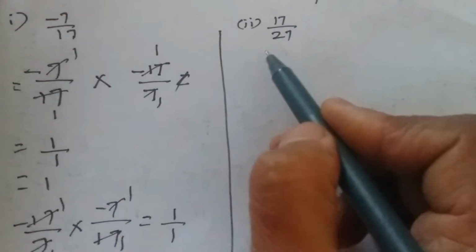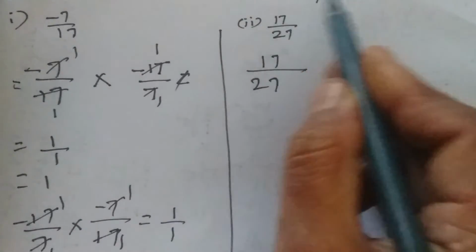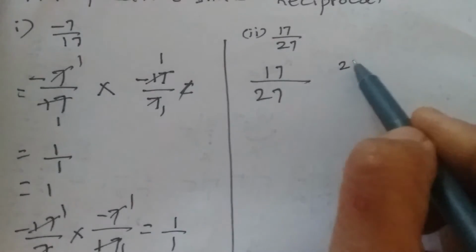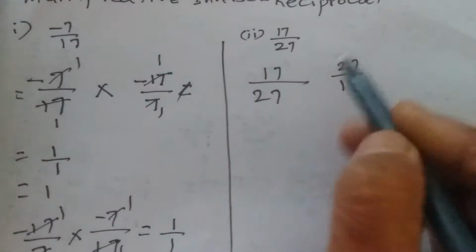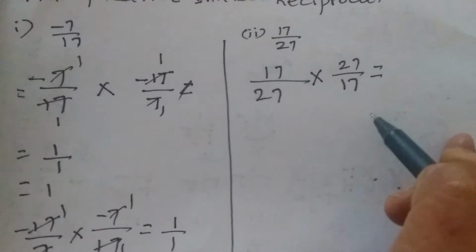Let us check for the second number. What is it? 17 by 27. What is its reciprocal? Reciprocal means its multiplicative inverse: 27 by 17. And what to do with these two numbers? We have to multiply them. When you multiply, your answer must be 1. Then only the property is true.